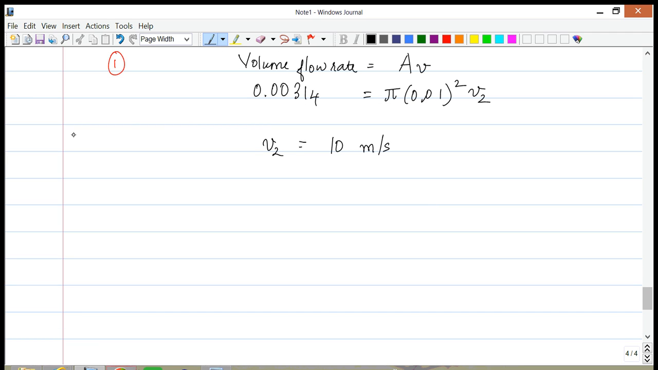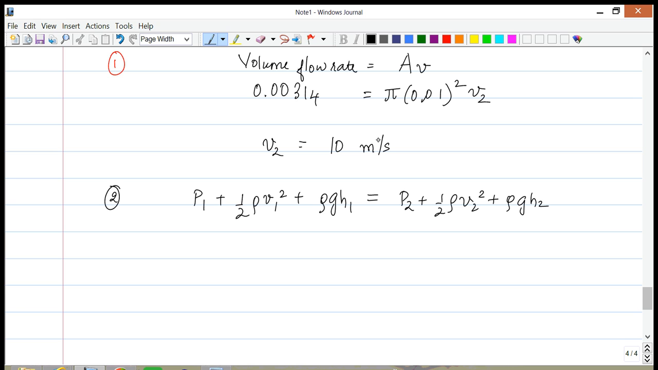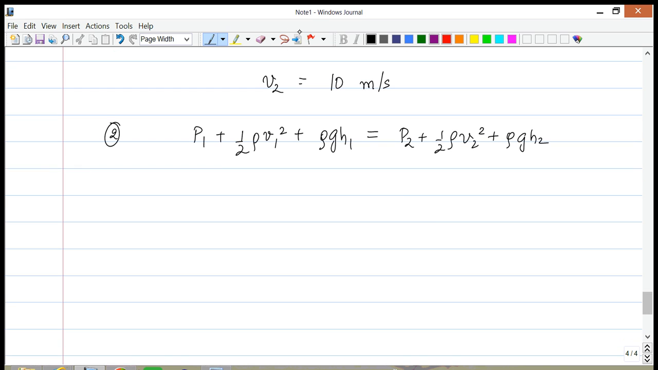Now we have this. So that's part 1. Part 2 is to find the gauge pressure. In order to find the gauge pressure, we're going to use Bernoulli's equation, which is P1 plus 1/2 rho V1 squared plus rho g h1 equals P2 plus 1/2 rho V2 squared plus rho g h2. Now let us understand all the things. P2, this is all at the top, and this is all for the reservoir.